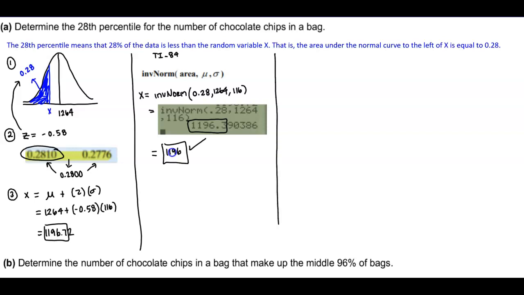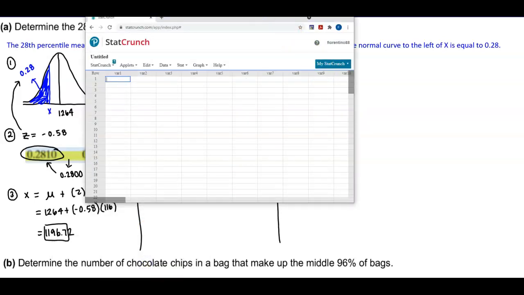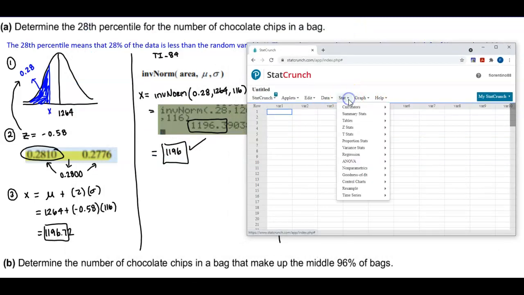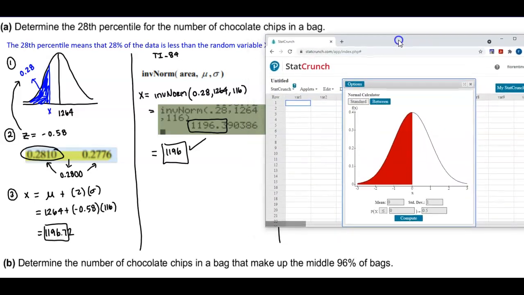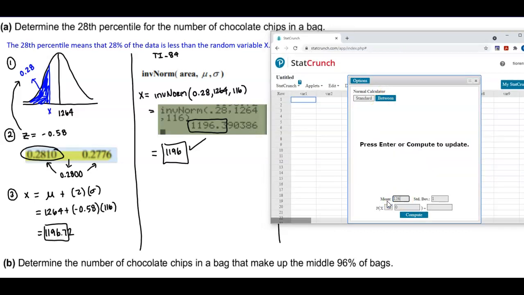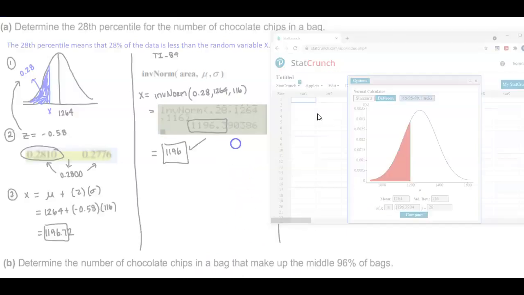Okay. Now, let's say we wanted to use StatCrunch. If we wanted to use StatCrunch, we're going to go to Stat, Calculators, and then Normal. Again, we know that our mean is 1264, our standard deviation is 116, and over here the area is 0.28. So let's go ahead and compute, and you can see what we get there. We're going to get the same result.